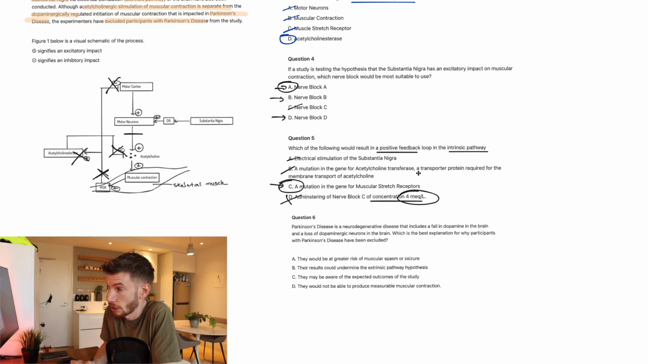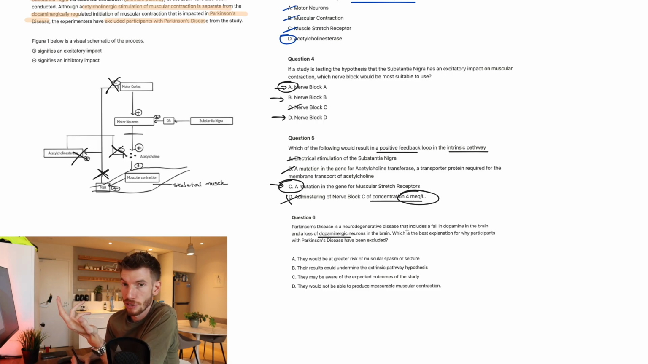Then in question 6, we have: Parkinson's disease is a neurodegenerative disease that includes a fall in dopamine. Immediately I'm thinking, all right, that was mentioned at the end of the paragraph, so I'll probably go there and not bother with anything else. It includes a fall in the dopamine in the brain and loss of dopaminergic neurons in the brain. That's important because I saw dopamine. And obviously some of this you might already be familiar with, and this is what they do. They often choose things that would have come up in a science course.